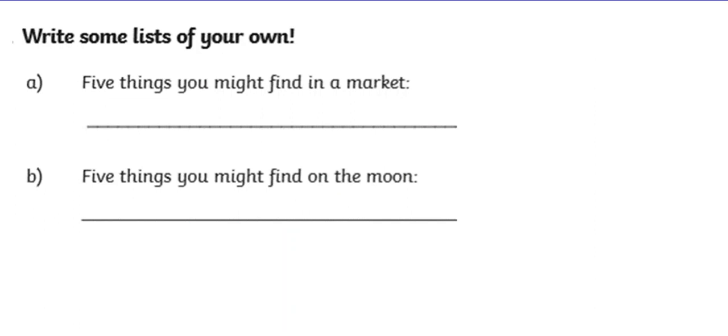And lastly, I'd like you to write some more lists of your own. So first of all, I'd like you to write 5 things you might find in a supermarket, in a market. And then I would like you to say 5 things you might find on the moon, remembering to separate your items with commas and putting an "and" before your very last item.